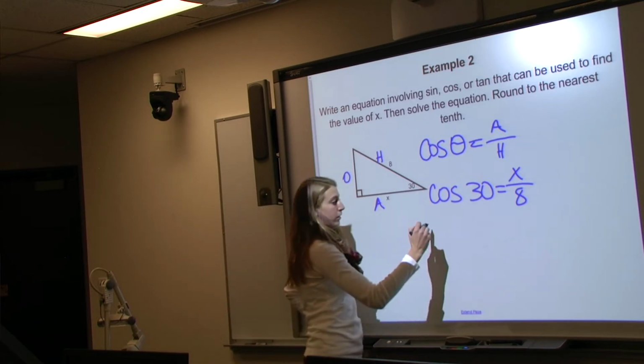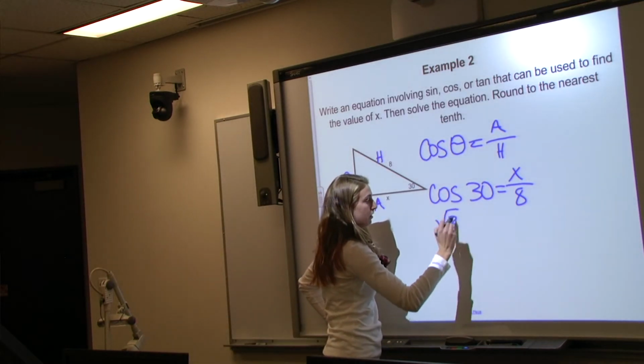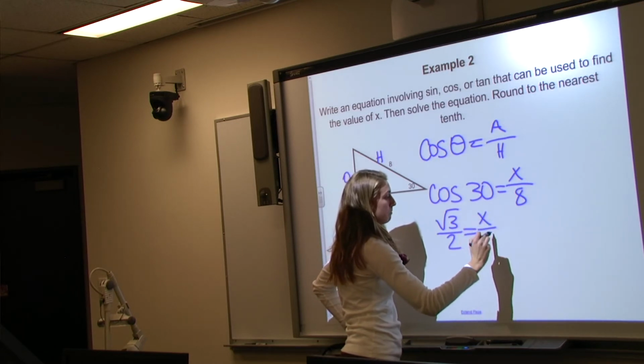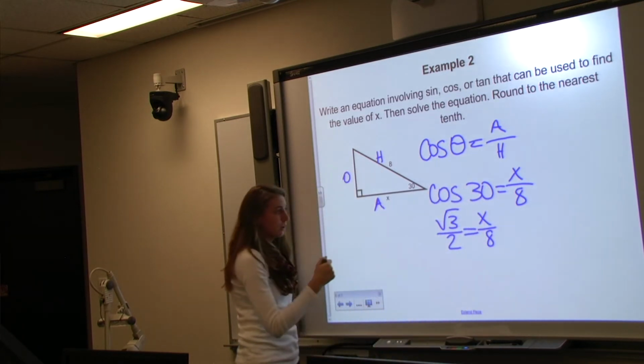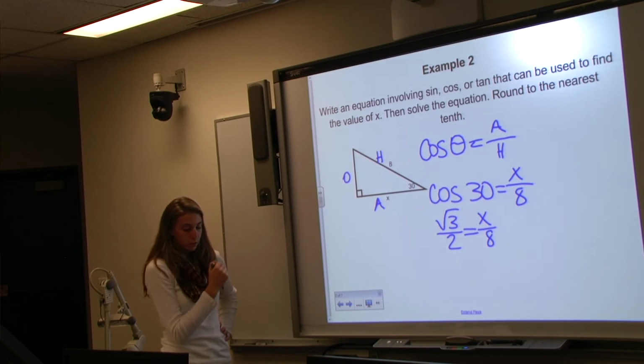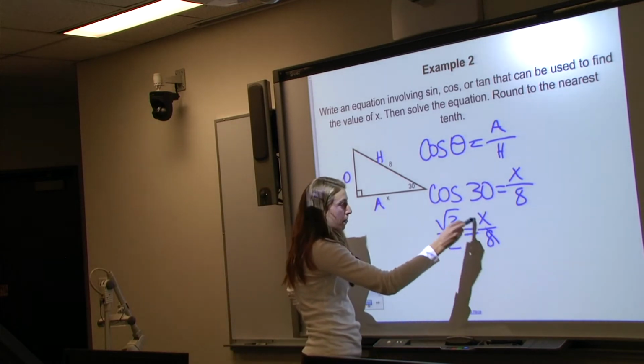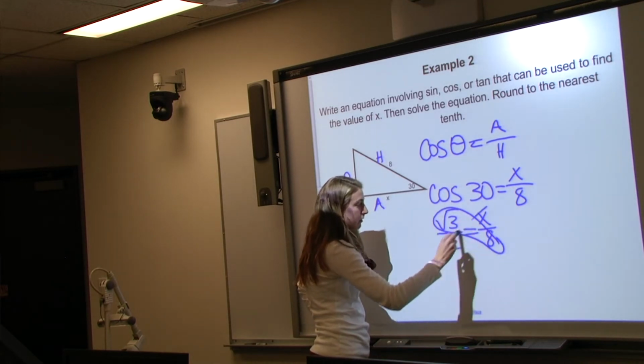It is. We have the square root of 3 over 2 equals x over 8, right? You can multiply by 8 either way. Do it either way you want. But I'm going to go ahead and cross multiply. Because I like it. And it's kind of fun.